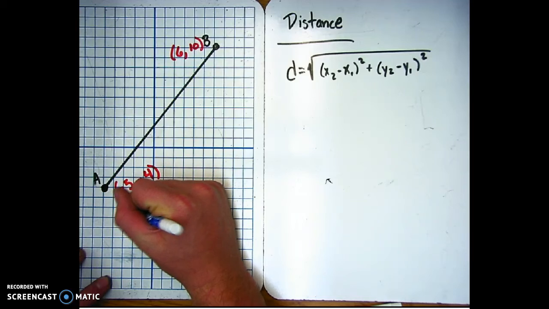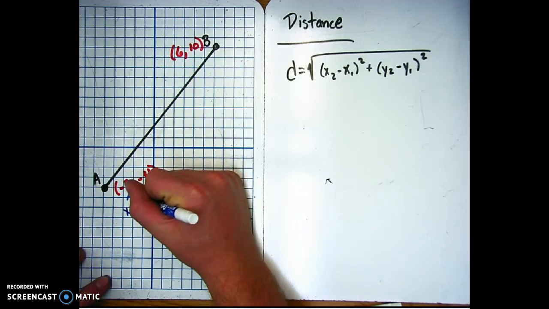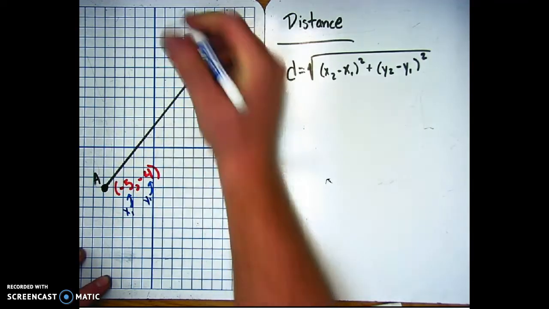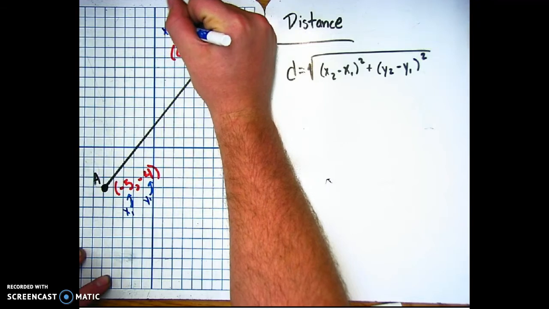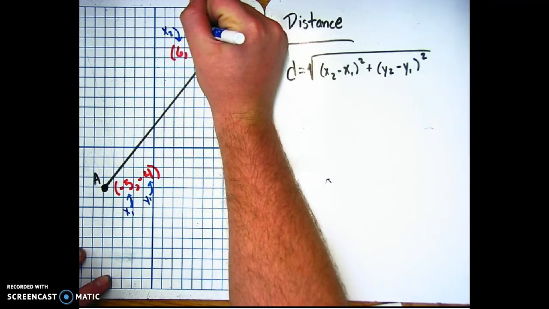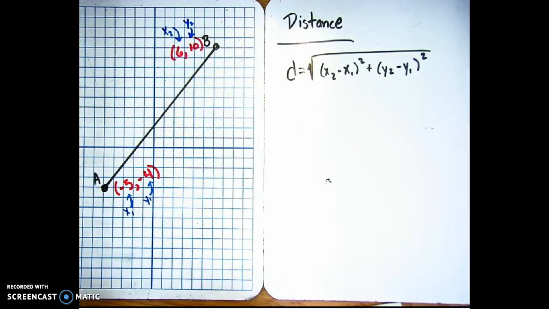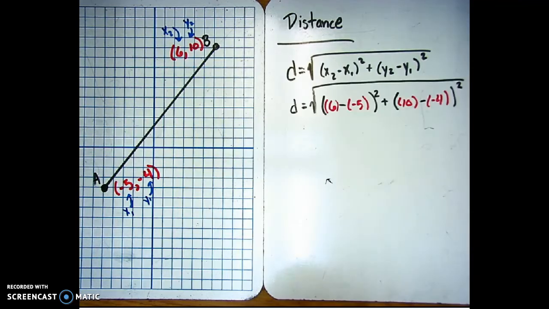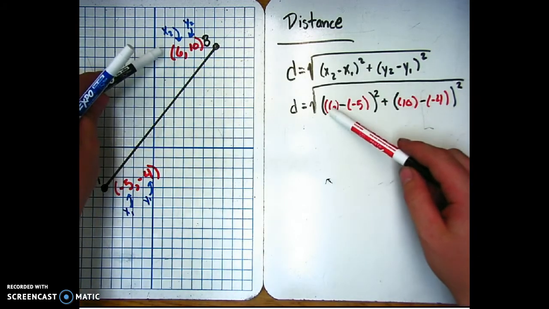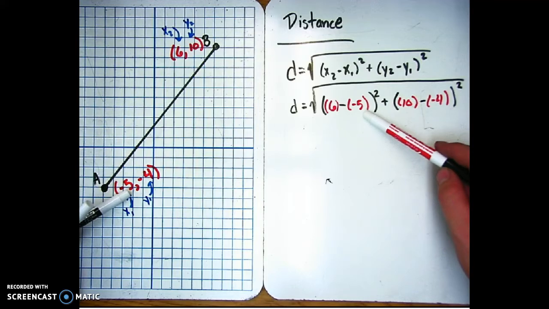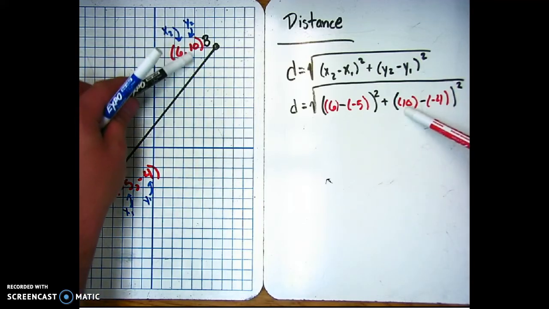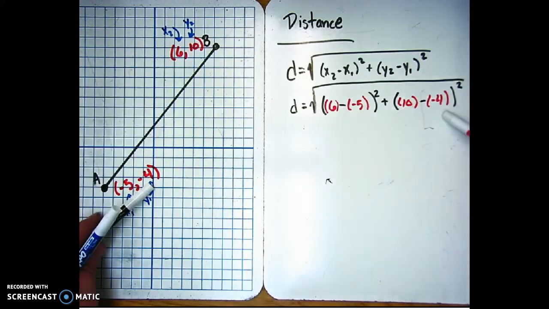It's completely arbitrary. So if you want, you simply assign, here's x2 then, and y2, and substitute. Anywhere I see x1, I substitute -5, etc. So let's do our substituting. Now we've substituted in all of our values. x2 is 6, x1 is -5. y2 is 10, y1 is -4.